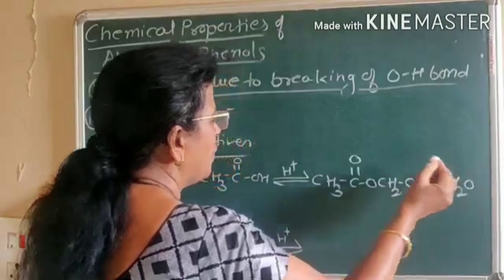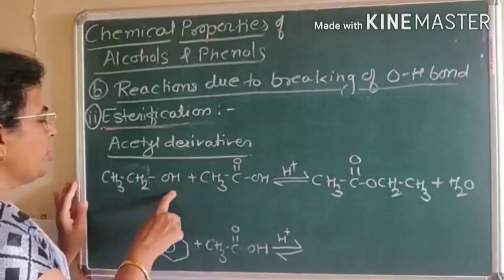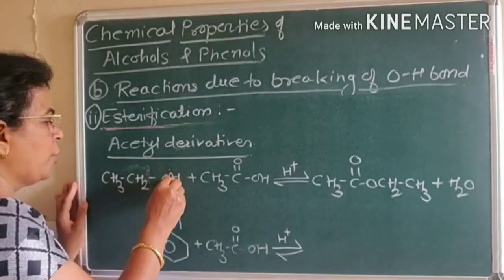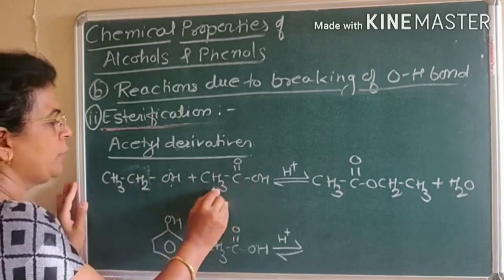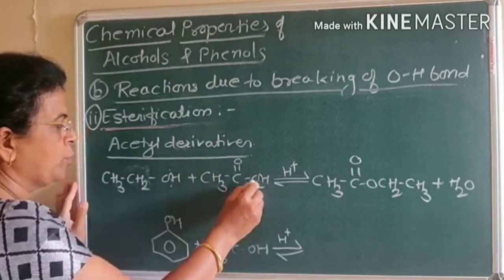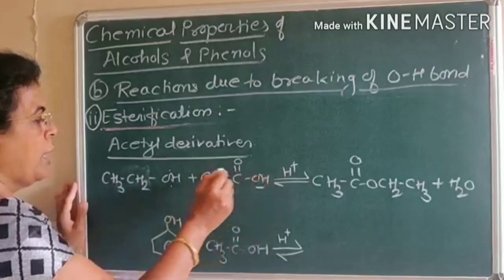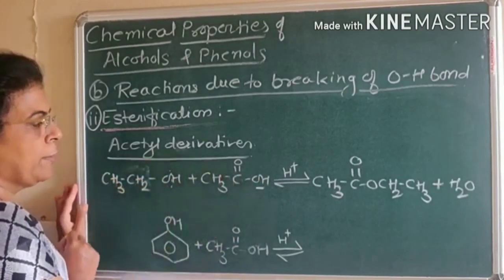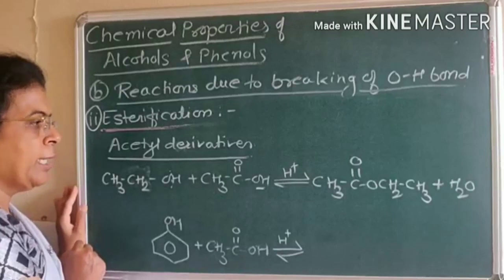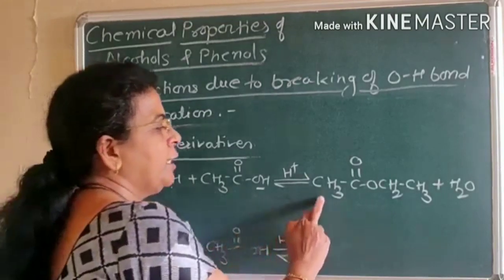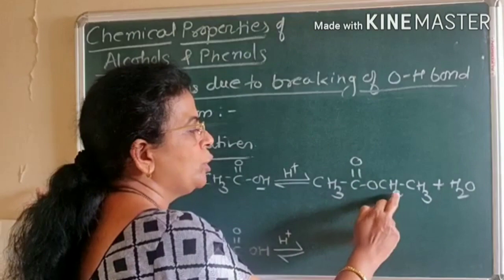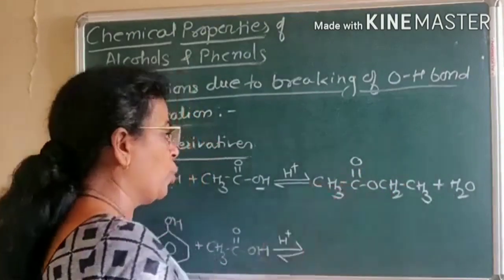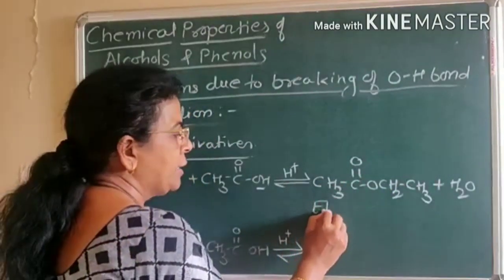H2O. Now here, from this ethanol, this hydrogen atom is removed, and from this acid OH is removed, H2O is removed, and this OCH2CH3 group gets attached to this carbonyl carbon of acetic acid, and we get CH3 C double bond O CH2CH3 plus H2O. This compound is ethyl acetate.